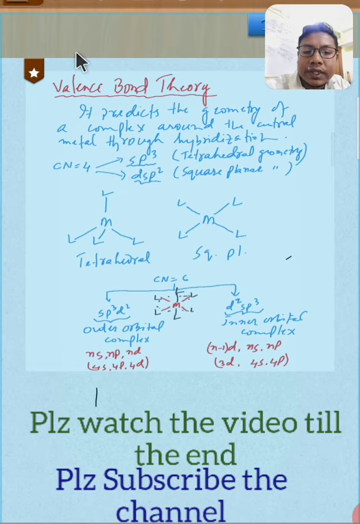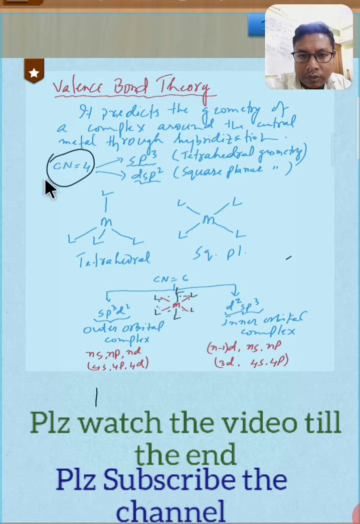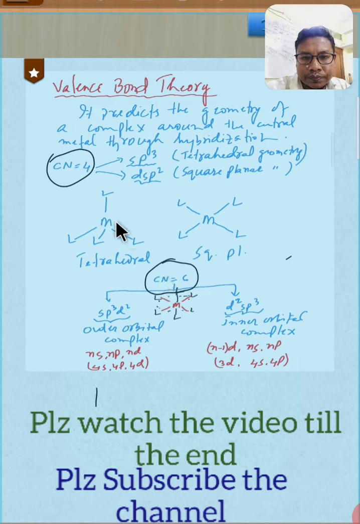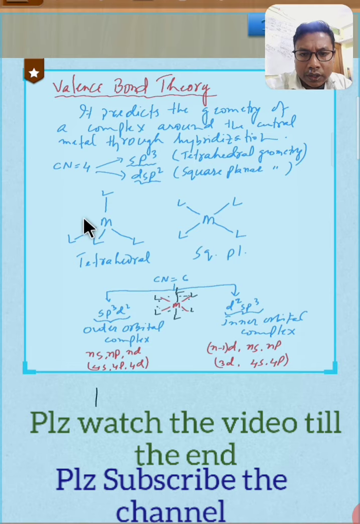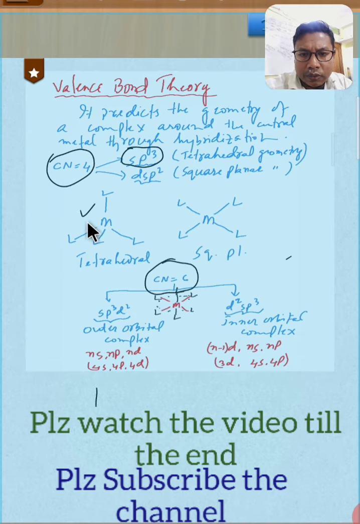So we are going to deal with some coordination numbers. For example, coordination number 4 and coordination number 6, particularly in this video. In coordination number 4, there are two possibilities having hybridization sp3 and dsp2. sp3 hybridization means the geometry of the complex will be the tetrahedral geometry, which is drawn here. This is the geometry of the tetrahedral structure.